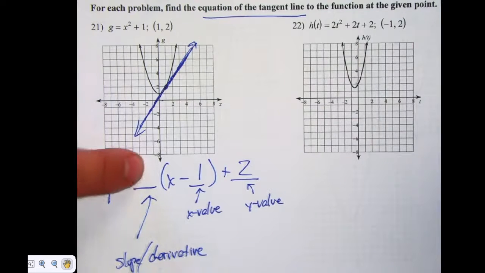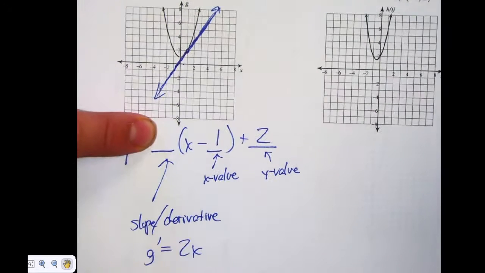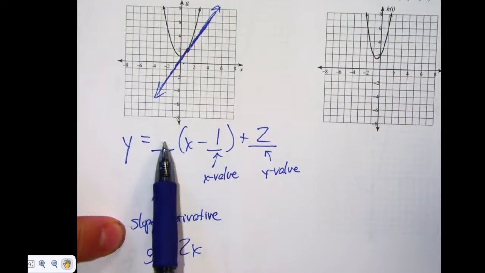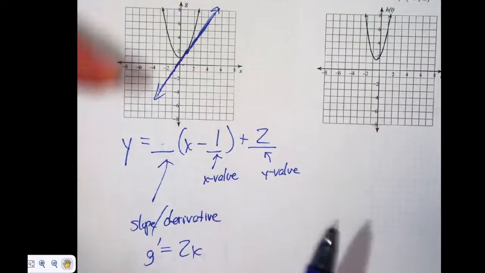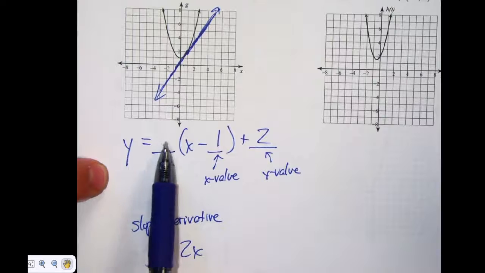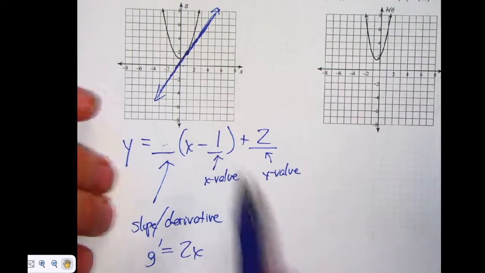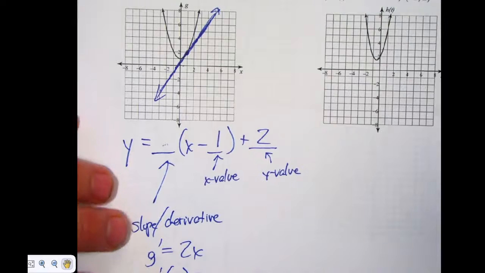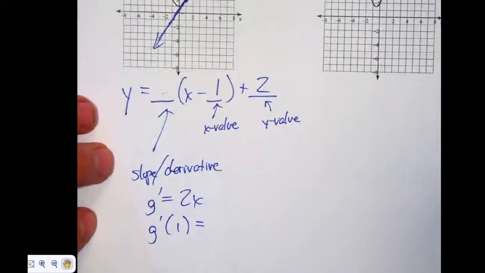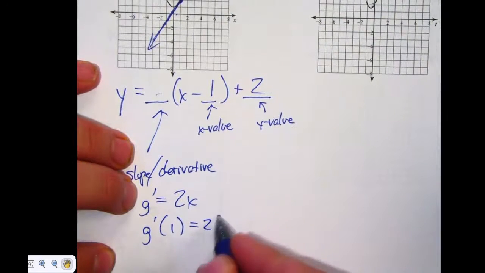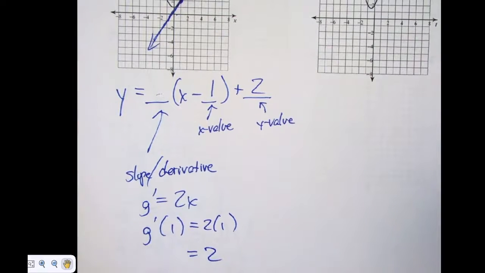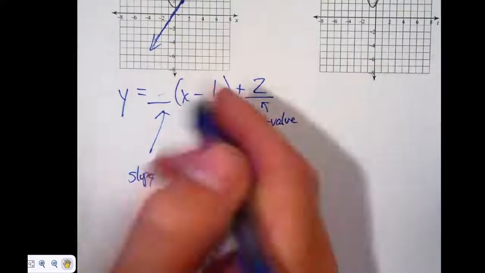So now what goes in this blank has to be a number. So I'm not going to plug the 2x in there and distribute it out, because if I did that, I'm going to end up with an x squared, and I don't want another variable in there. I want a number. I want to know the actual slope when x equals 1. So I want g prime of the x value I'm working with. So g prime of 1 is 2 times 1. And so your slope is 2. So that number is what goes in that blank.